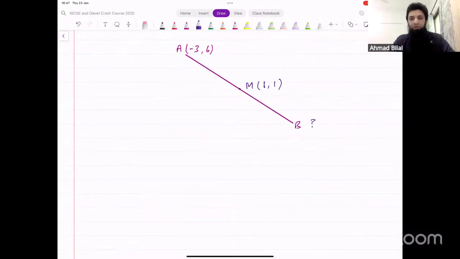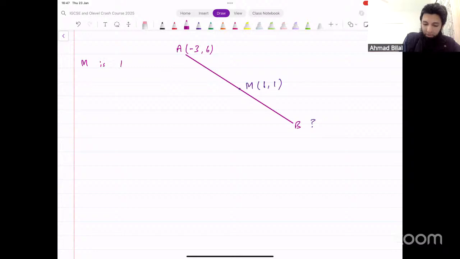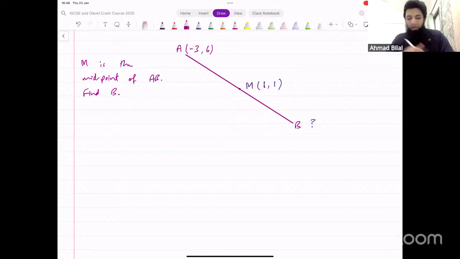Okay. So given that M is the midpoint of AB, let me write that down here. M is the midpoint of AB. Given this information, find the coordinates of the point B. Now we know the coordinates of the point A, we know the coordinates of the point M. What we do not know is the coordinates of the point B. How can you find this point B now? One idea could be using the midpoint formula. That's one idea. You can use that.